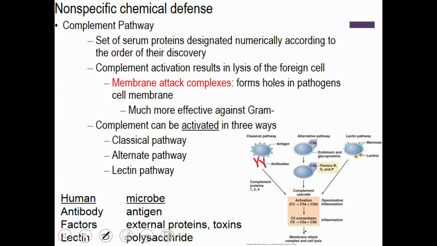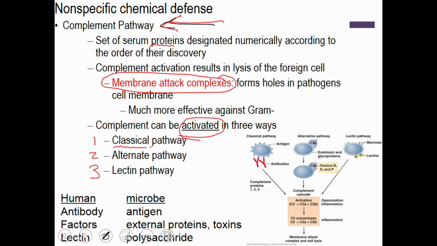So let's talk about non-specific chemical defense and in particular, the complement pathway. These are proteins, designated numerically C1, C2, C3. Don't worry about that, I'm not going to ask you about any of the numbers. The key thing to know is how they are activated and how they end up killing pathogens. So how are they activated? There are three ways of activation.